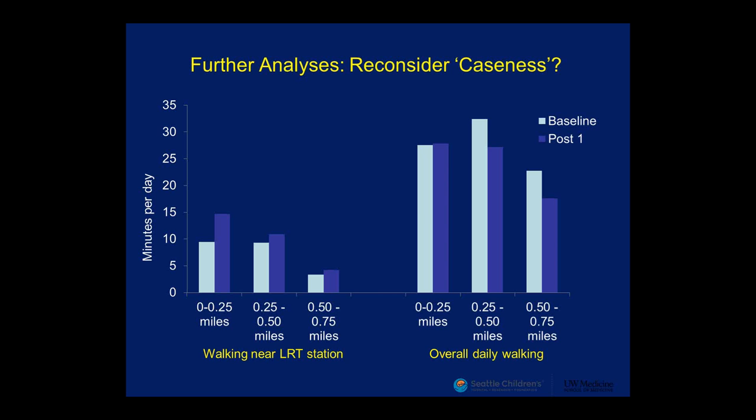When we started to break down that mile distance, we did start to see differences in the amount of overall daily walking between people that live very close versus moderately close versus a little bit farther away, but still would be considered a case in our study.